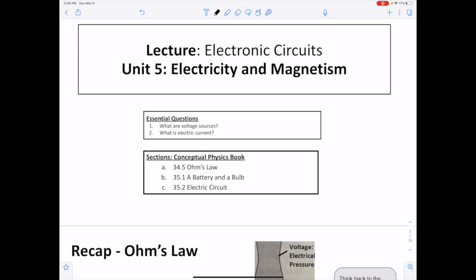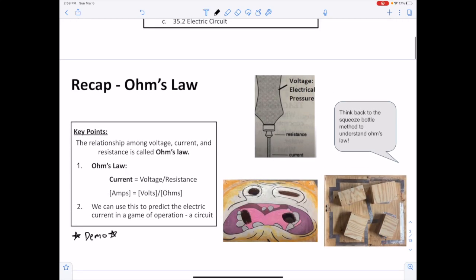Welcome back, guys. This is our lecture on electronic circuits. Let's get started. Previously, we talked about Ohm's law.